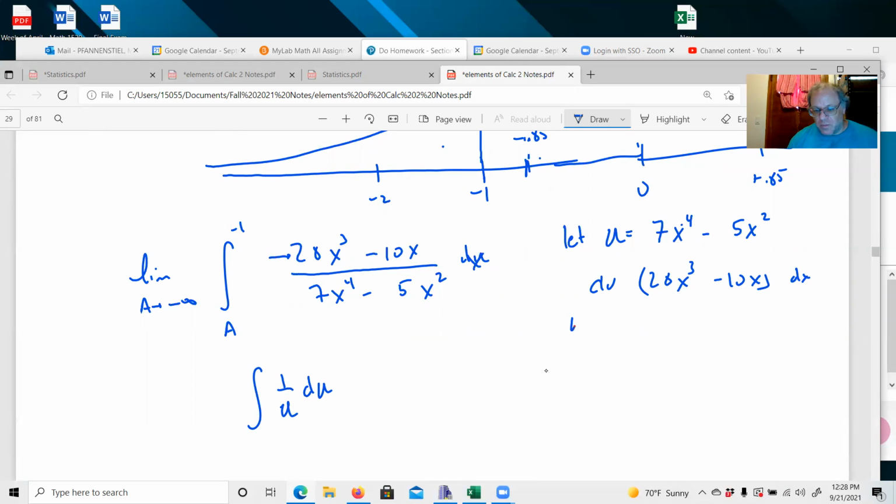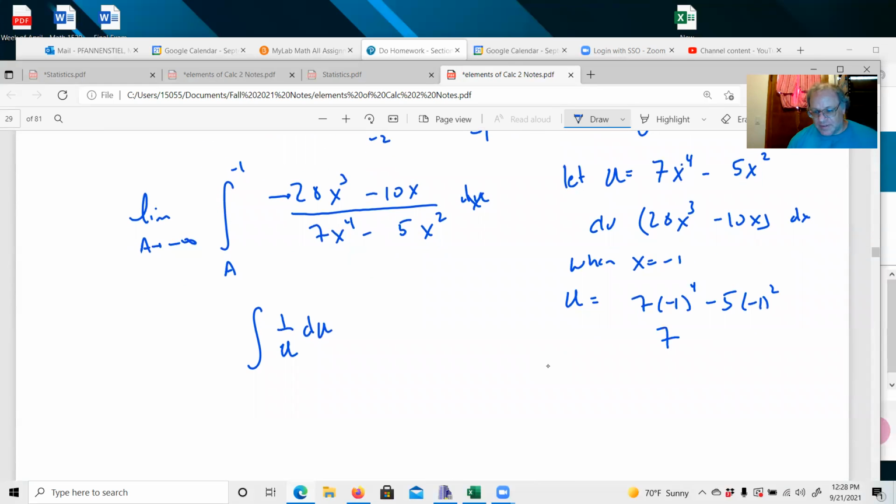All right, so when x equals -1, what is u equal to? Well, that's 7 times (-1) to the fourth minus 5 times (-1) squared. So that's going to be 7 minus 5, which is 2. So when x equals -1, u is equal to 2. So we're going to integrate up to 2 here.